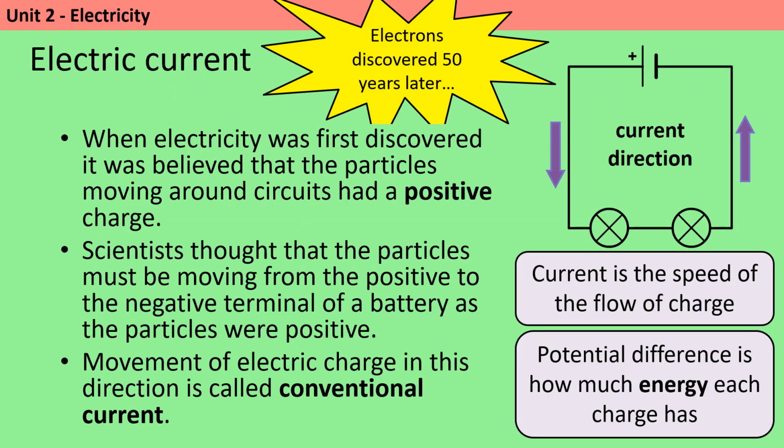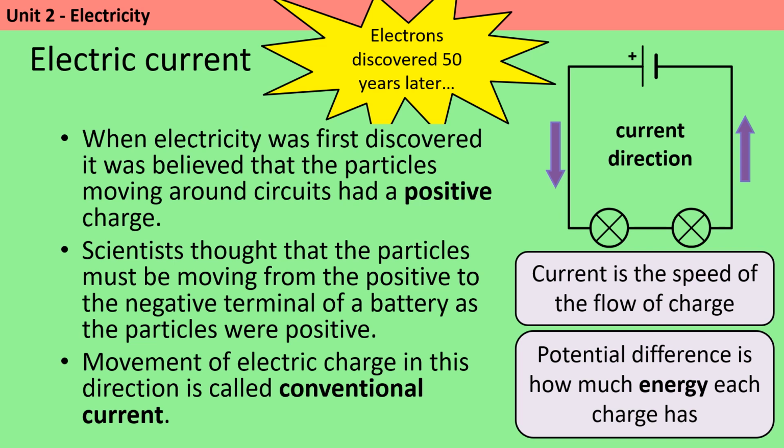We then talk about current and potential difference. Current is the speed of the flow of charge around a circuit. But just to make you aware, even though it's electrons that are flowing, conventional current flows in the wrong direction, basically, because when current was first discovered, people thought that the particles that were moving had a positive charge. And so we've carried on using that system, even though we now know that it's electrons.